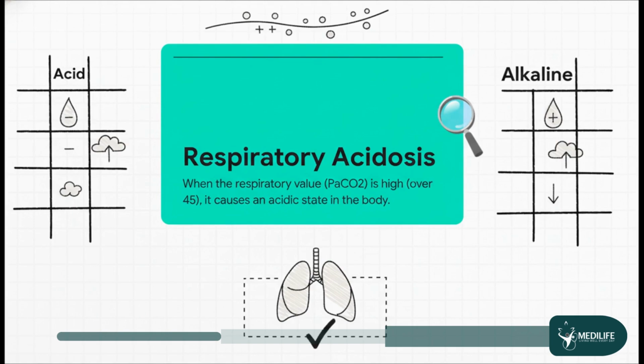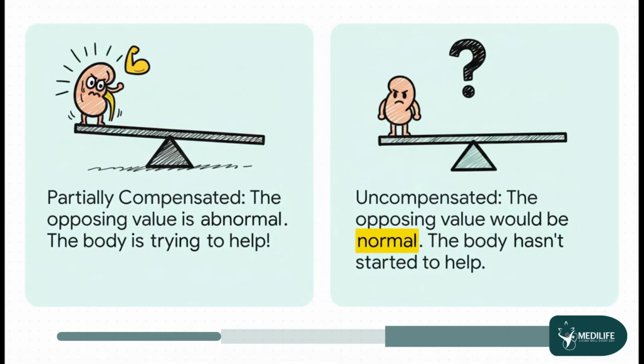But we're not quite done yet. What about that lonely HCO₃ just hanging out over there in the base column? That's not a mistake. That's actually the body trying to fight back. It's the metabolic system saying, whoa, things are too acidic, and trying to help out. Because it's trying but hasn't fixed the pH yet, we call this partially compensated. The body is on the case.